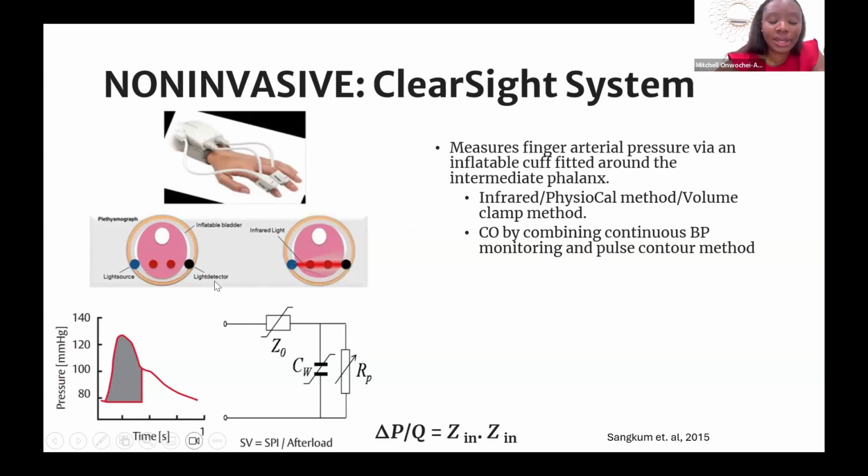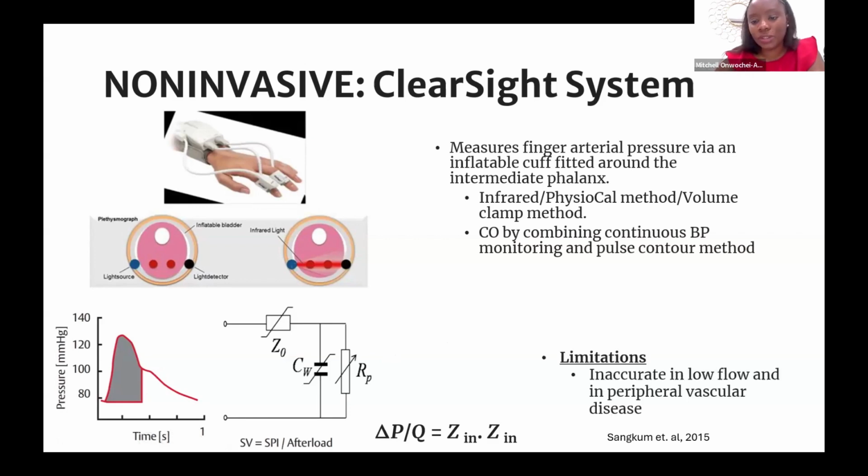It measures the changes in the volume of the artery. So the red dots are your arteries in your finger, and as the artery is pulsatile, this measures the changes in the volume. And then it uses another complex method called the physiocal method, as well as your pulse contour method, and that gives you your stroke volume. And by so doing, you have your cardiac output. So it's very complex, and I'm pretty much giving a very simplified explanation of how it works. The limitation here is that it's inaccurate in low flow and in peripheral vascular disease.